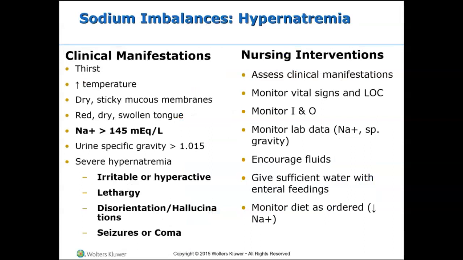In your patients with hypernatremia, they will be extremely thirsty, right? Because it will initiate that thirst mechanism. They will have very dry mucous membranes and their tongue may be red and swollen, right? Because the drier the membrane becomes, the more swollen it typically becomes. Serum sodium levels, again, will be above 145. And urine-specific gravity will be over 1.015. In severe cases, they will also exhibit some neurological signs and symptoms as well.